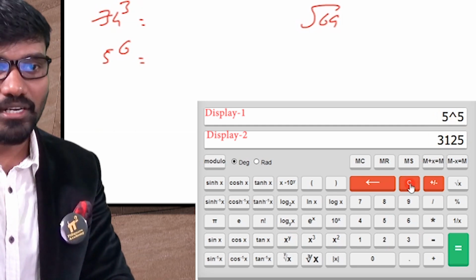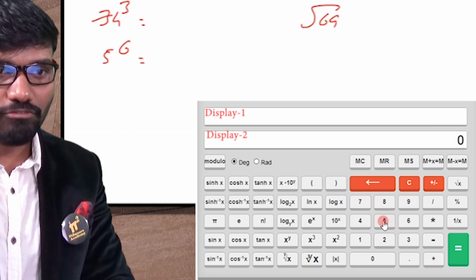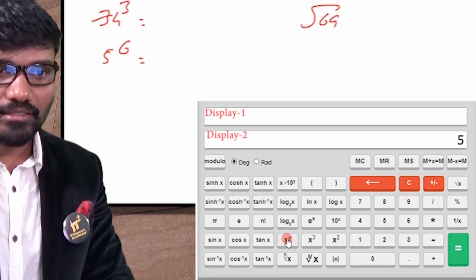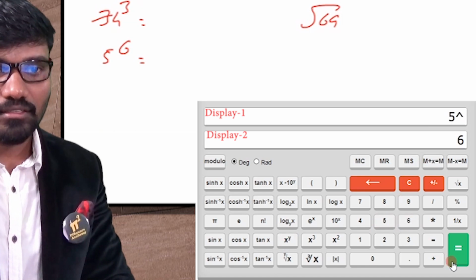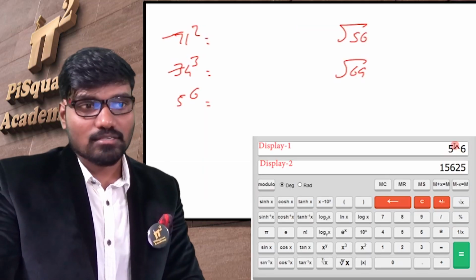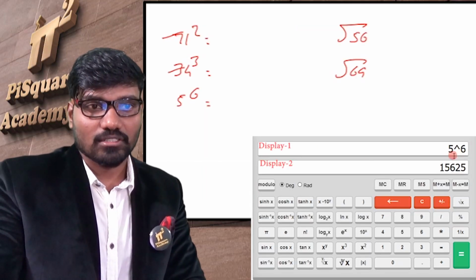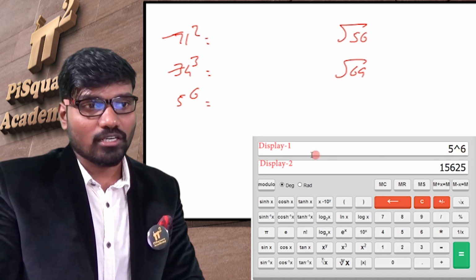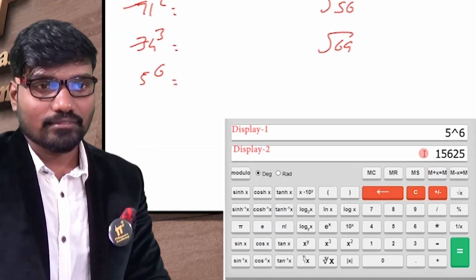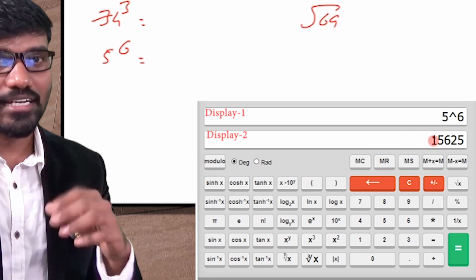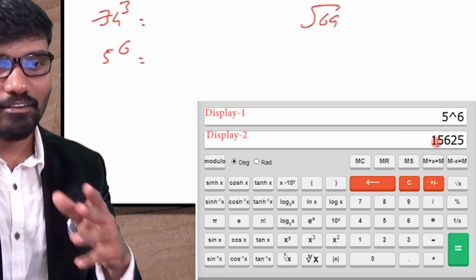Okay, that's not supposed to be right. I want to enter 5 power 6. So 5 means x first, then this, then go for 6, then equal to. You should always check, because display 1 is having the equation. Whether you enter the correct equation or not, you can check from display 1. And display 2 will have 3 things: the entries you made, the initial result and the final result.